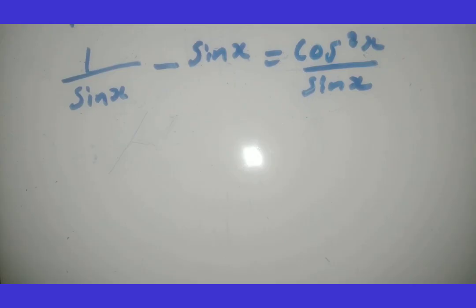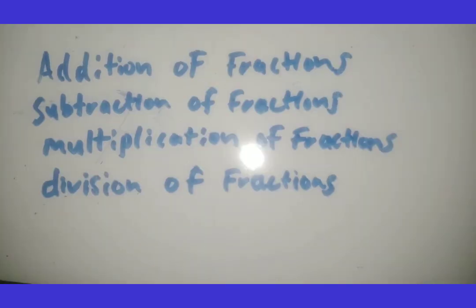Once you know those rules, this stuff will become easy. The basic rules are simple. Do we know how to add fractions? Do we know subtraction of fractions? Do we know multiplication of fractions? And do we know division of fractions? Let's just deal with these ones first. Then we will go back to proving the identities and also simplifying trigonometric functions that have fractions.